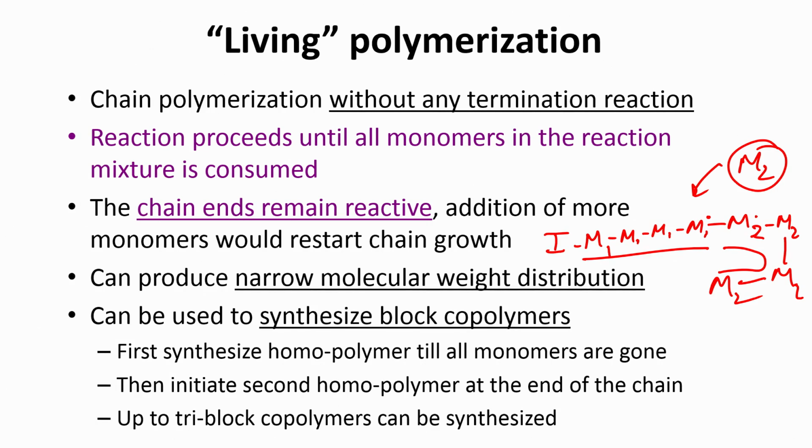Typically you can continue to do this up to triblock copolymers. So you can have another monomer, M3, continuing to grow as the reaction continues. Typically by the time you are finished with 3 of these different types of monomers, enough combination or disproportionation termination has happened that not many active sites are remaining. So you do not get more than triblock copolymers by this method.